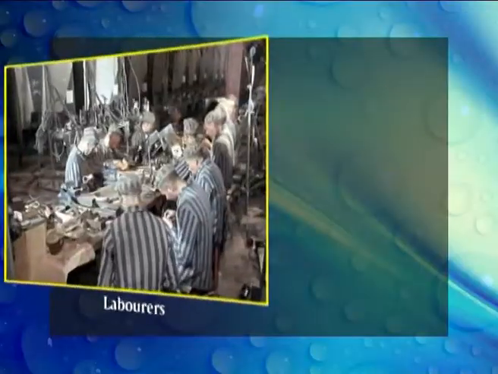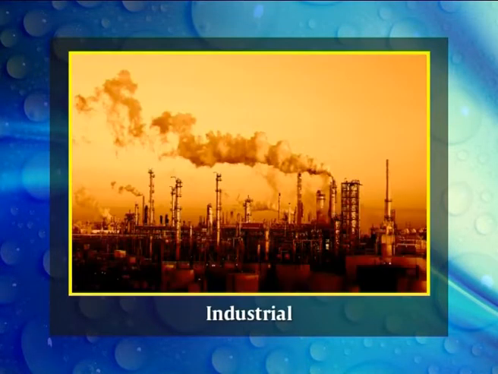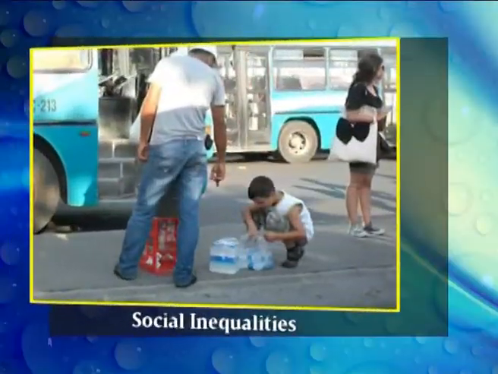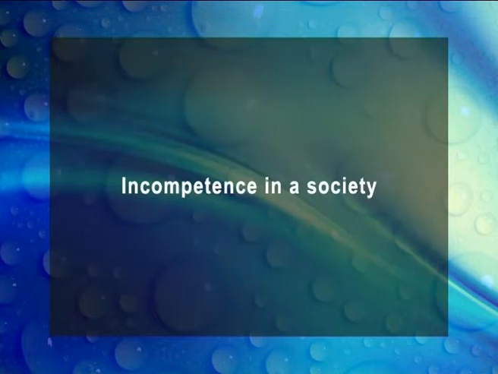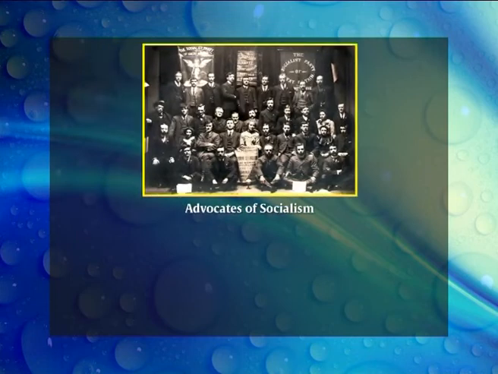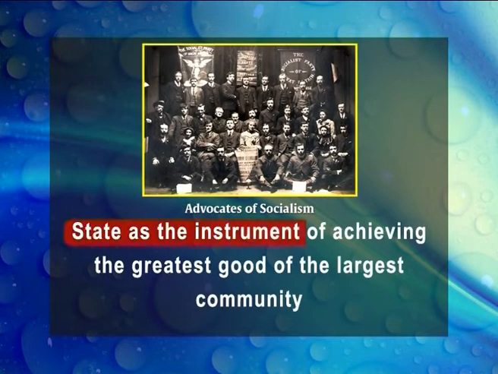Moreover, since its inception, the primary concern of socialism has been the interests of the labor class in an industrial society. It seeks to abolish private ownership of the means of production on the ground that such ownership and management lead to social inequalities and incompetence within a society. The advocates of socialism regard the state as the instrument of achieving the greatest good of the largest community.